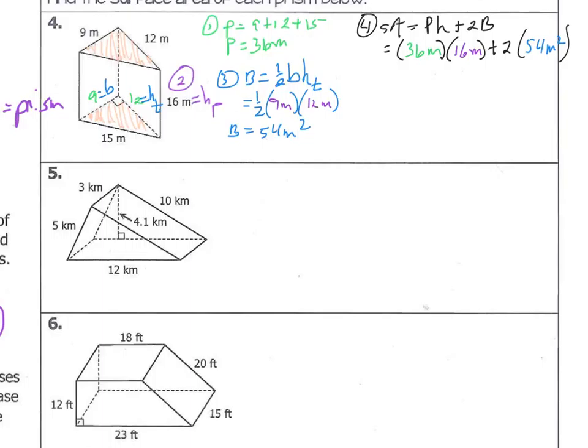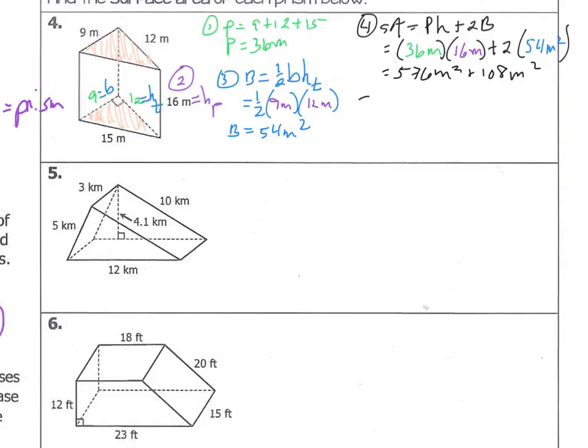So you're going to work them separately. On your calculator, you're just going to multiply 36 times 16. What does that give you? What do you get? 576. And that's meters squared. Plus, what's 2 times 54? What is it? 108. So 108 meters squared.